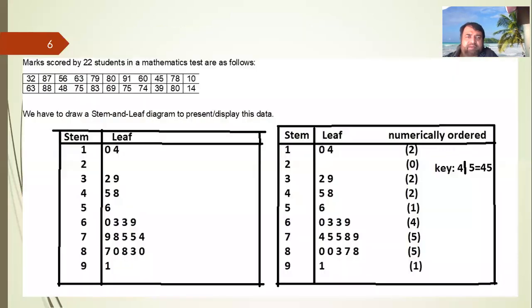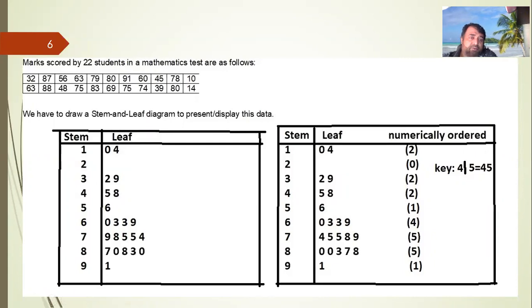Now to make it more clear, let's see another example. This is a record of data of 22 students in a certain math test. The lowest value is 10, and the highest value is 91. So the stem will start from 1, the lowest 10 place value, and the highest 10 place value is 9. So we are starting our stem from 1 to 9.